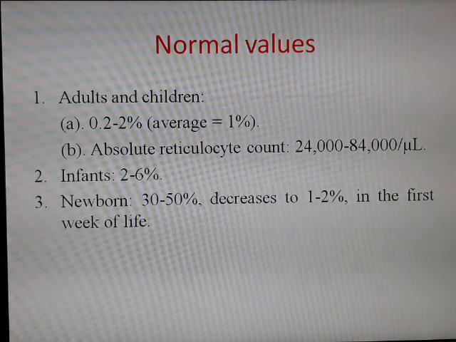In infants it is more, 2 to 6%. In newborns it is the highest, 30 to 50%. It decreases to 1 to 2% in the first week of life. So one hint: if you want to do a practical on reticulocyte count, you can collect cord blood, that is, umbilical cord blood, from the labor room of the obstetrics and gynecology department in your hospital. Then it will give you a large number of reticulocytes. It is easier than a regular sample of blood.